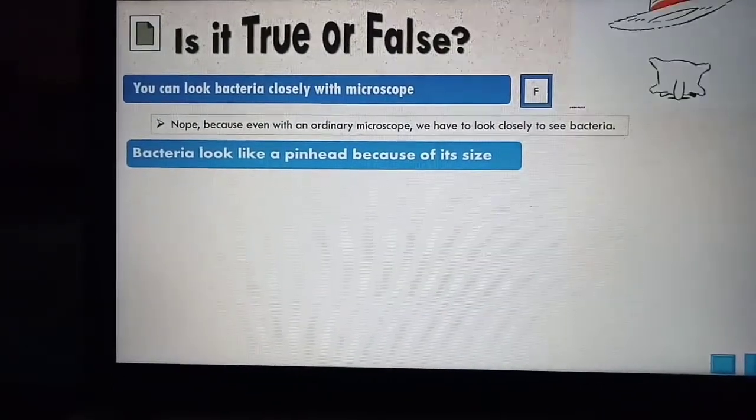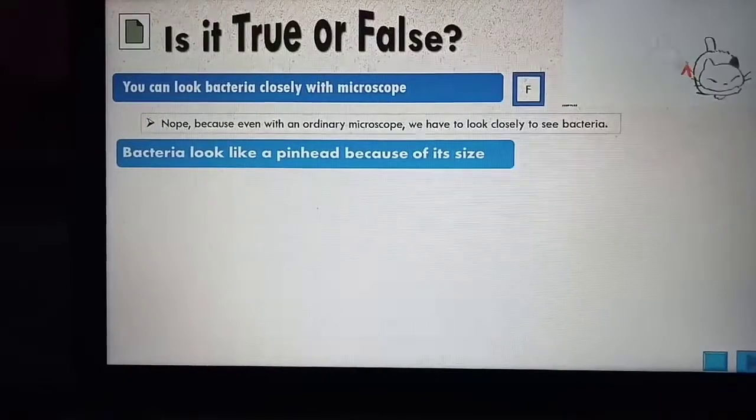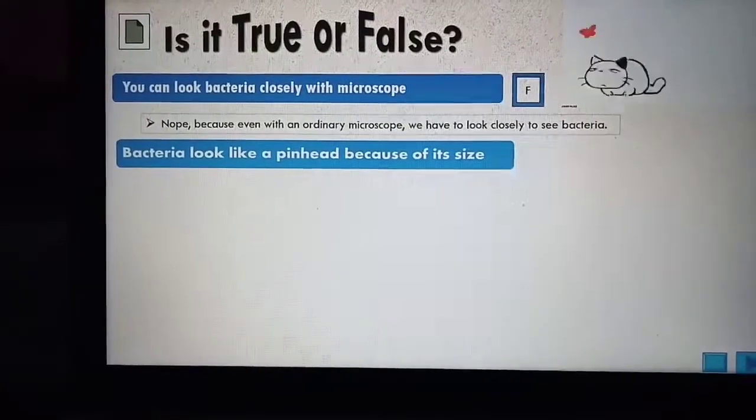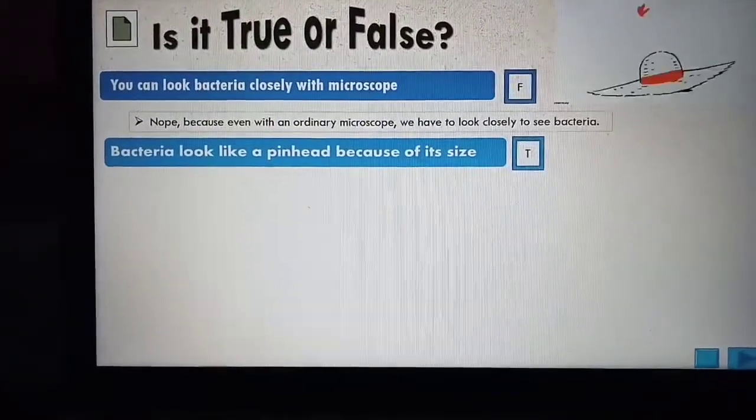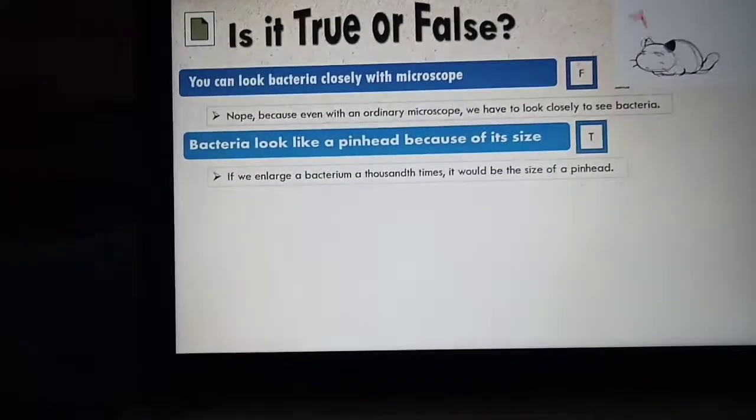Bacteria look like a pinhead because of its size. The answer is true. Okay, the second statement, the answer is true, because if we enlarge a bacterium 1,000 times, it will be the size of a pinhead. The reading text is in the first paragraph. Okay, next statement.